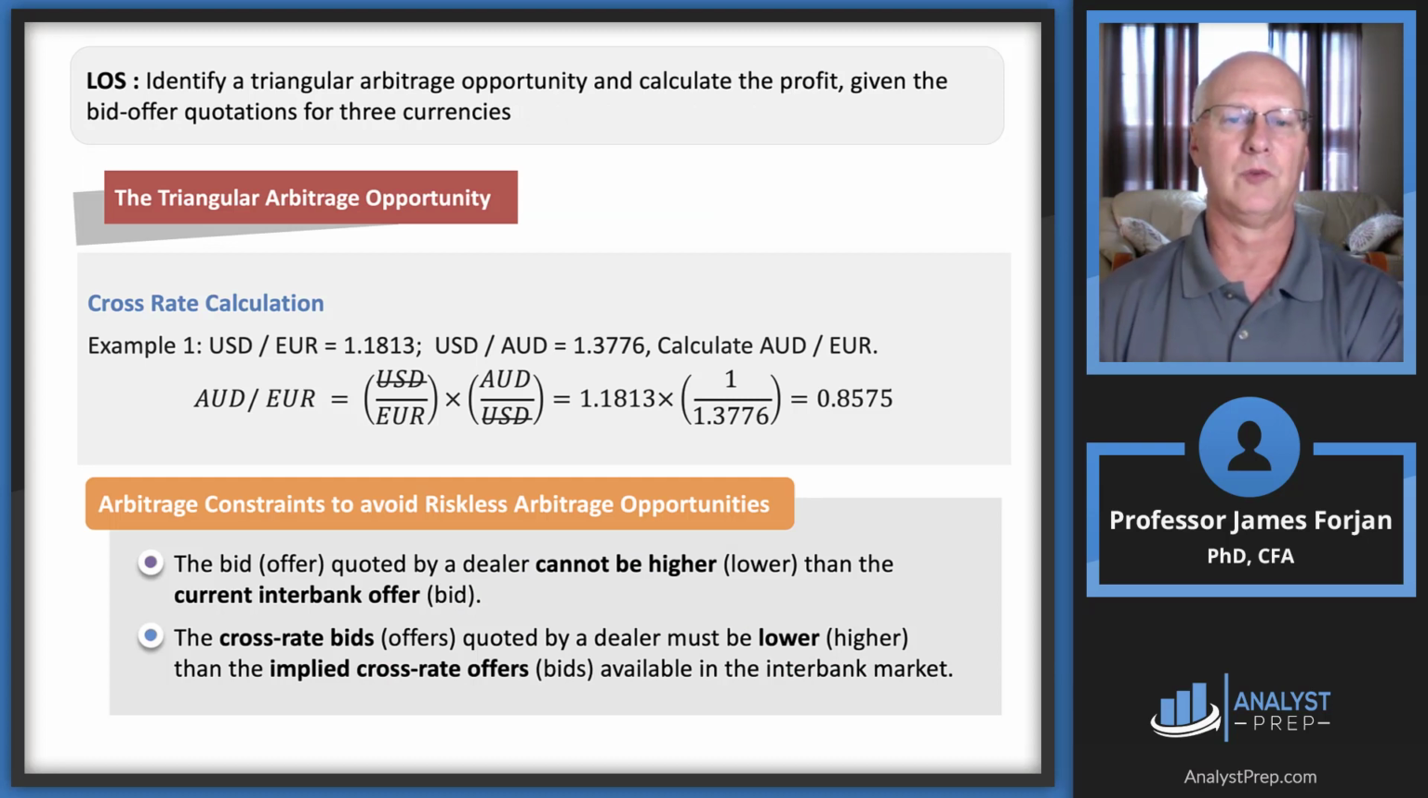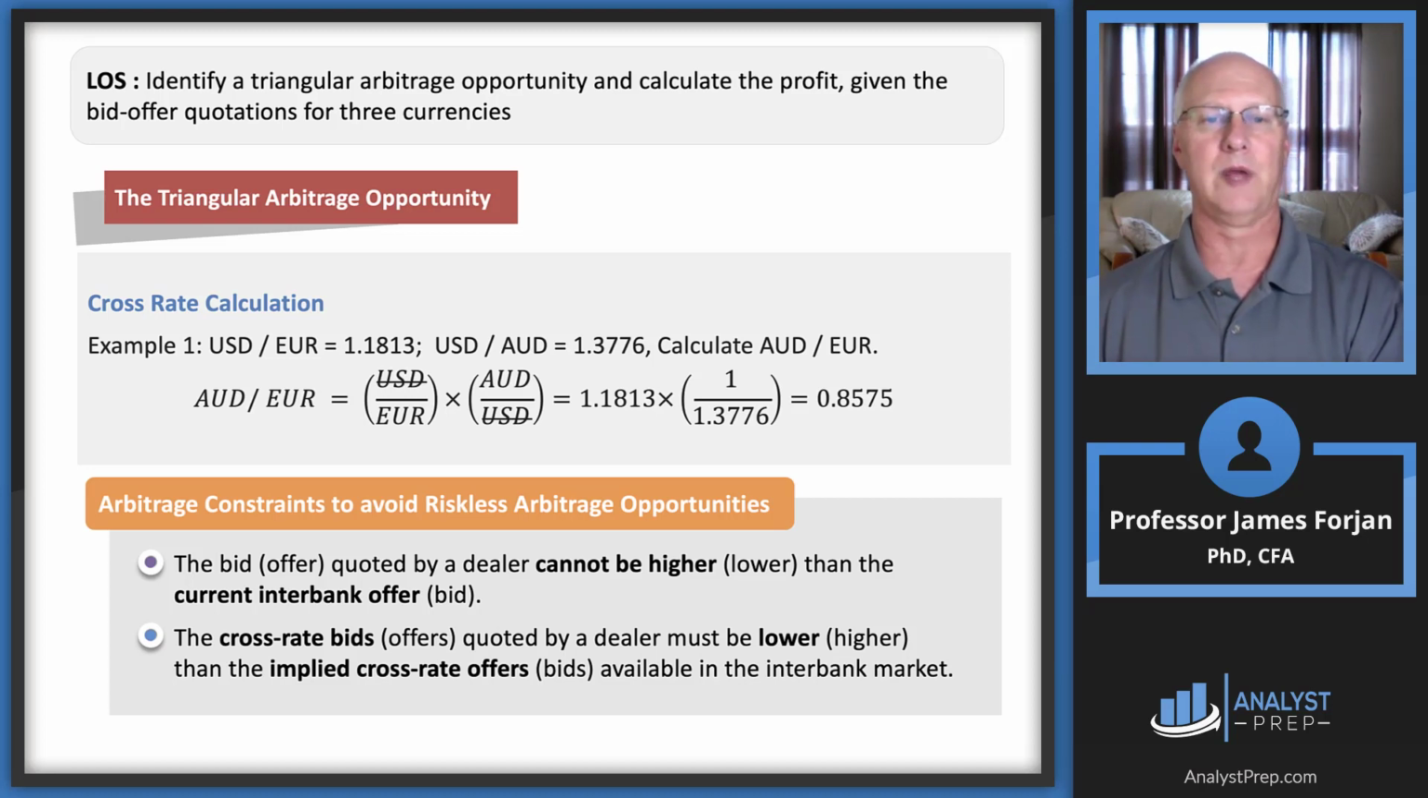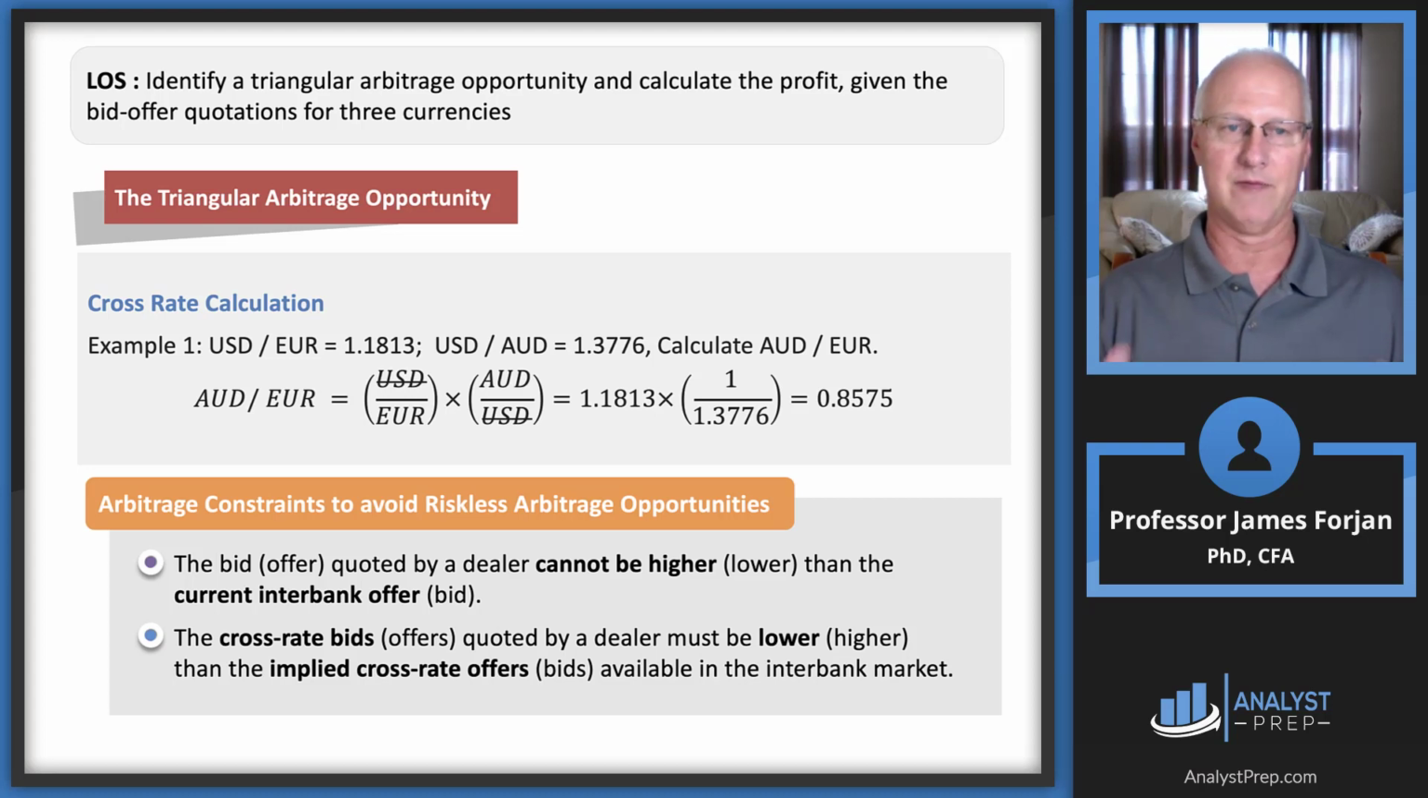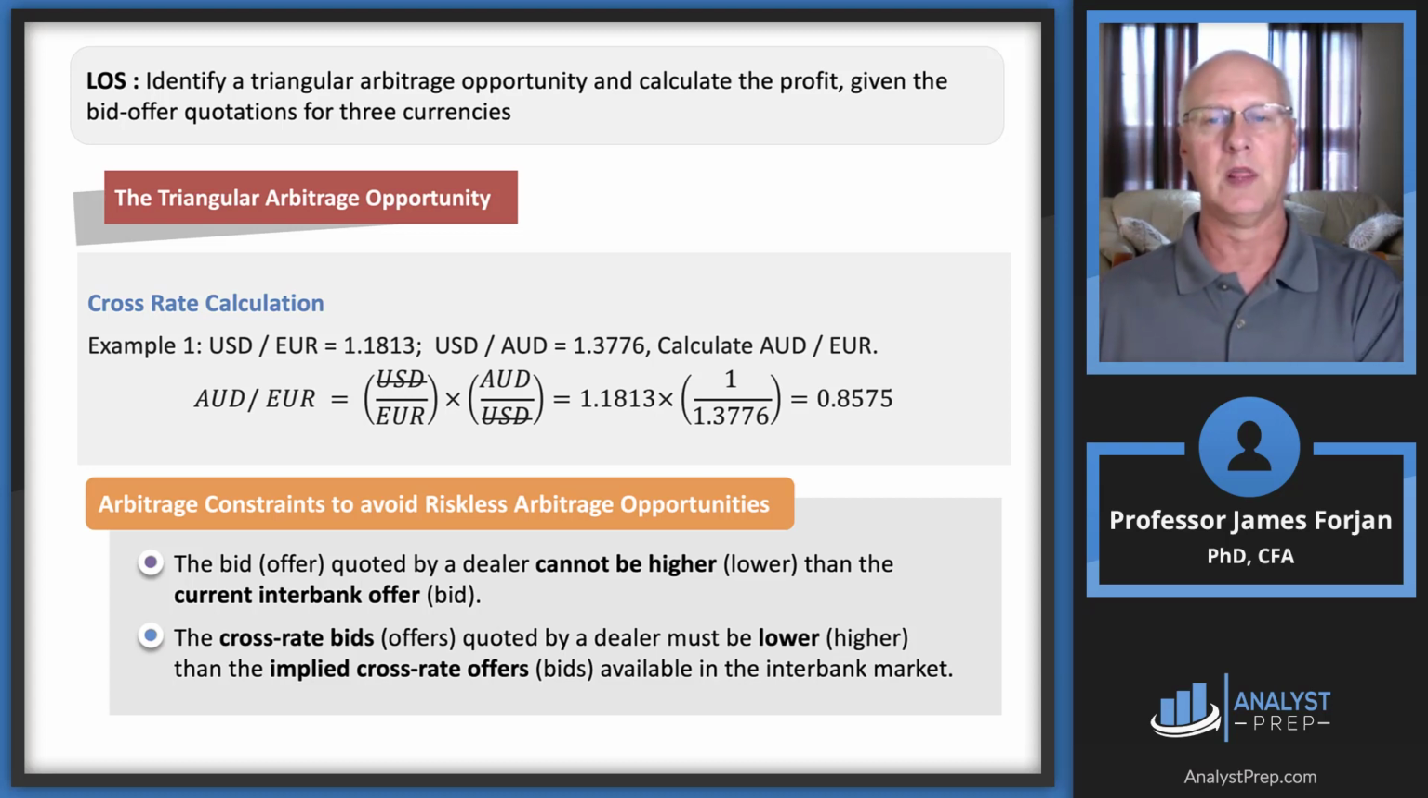All right, here's one of those LOSs that has the action word calculate in it. So triangular arbitrage. Oh boy, let's go ahead and first talk about this concept of a cross rate calculation. So notice what we give you in example 1. So we have US dollars per euro and then US dollars per Australian dollar. And from those two quotes, one can compute the quote between the Australian dollar and the euro.